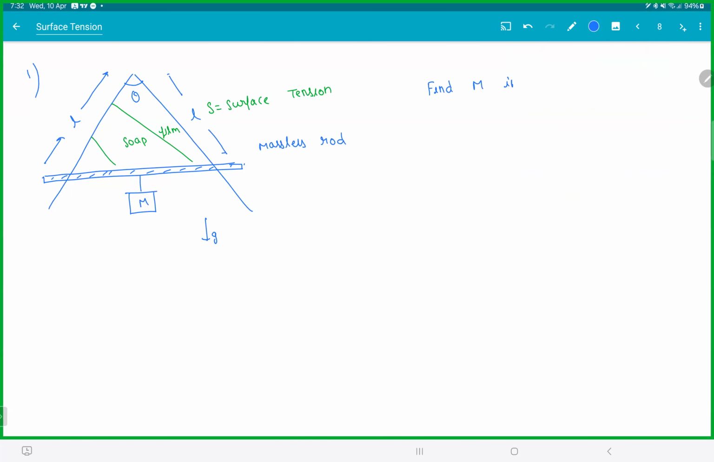Find them in equilibrium. Find time period for small oscillations, if you pull the block by X and leave it.